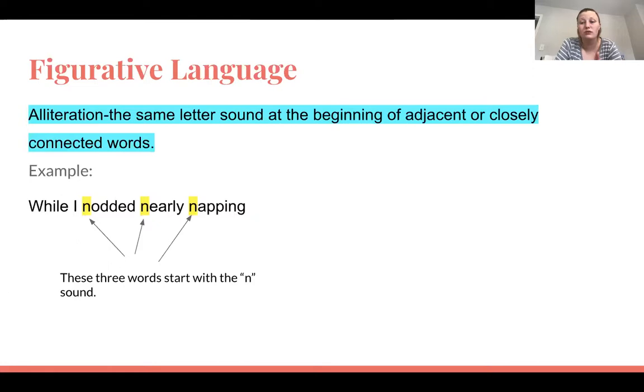Also, it's important to note that alliteration does not always mean that 4 or 5 words in a row have to start with the same letter sound. It can be closely connected words. So they don't always have to be right next to each other. But if you see 2 or 3 words in the same line with the same letter beginning, that's an example of alliteration.